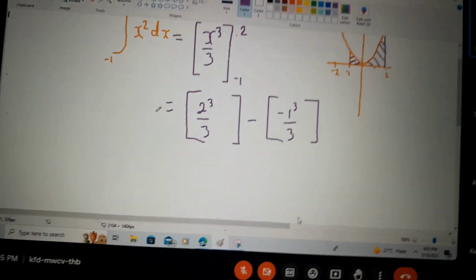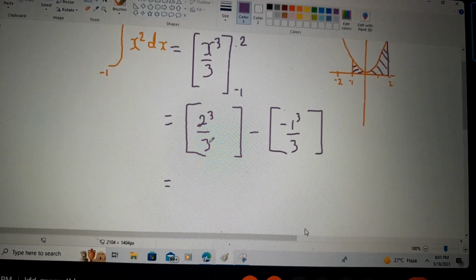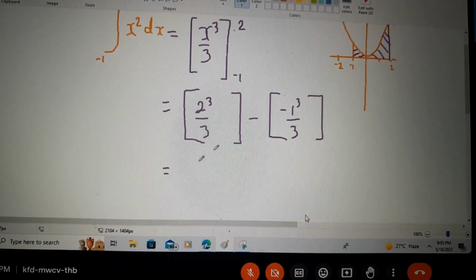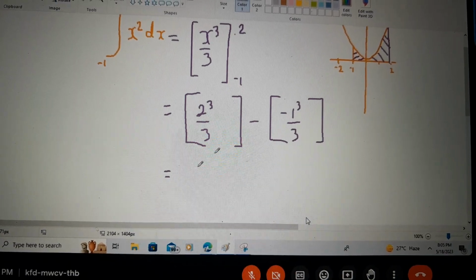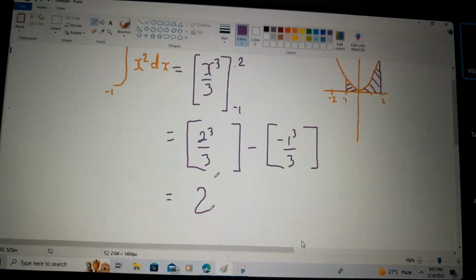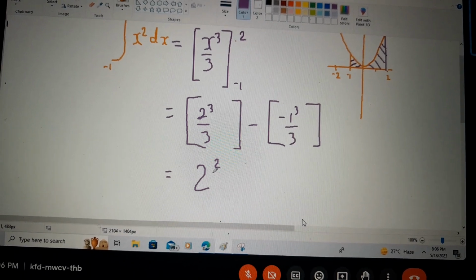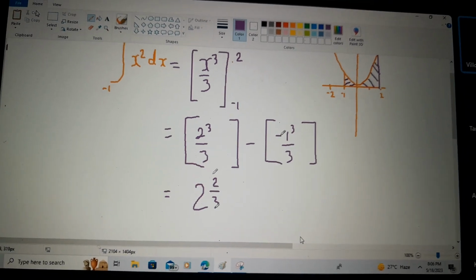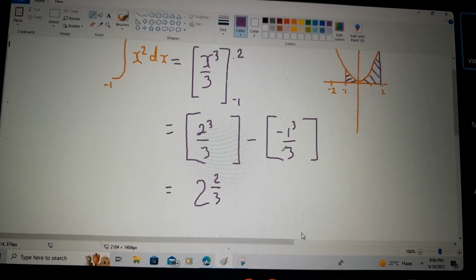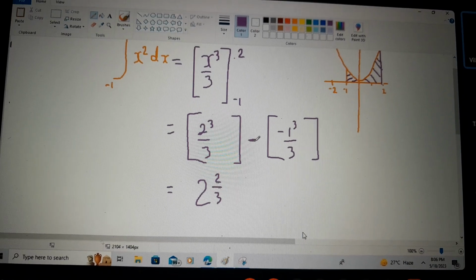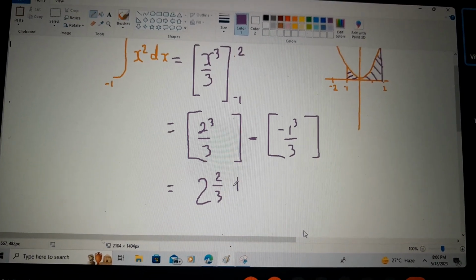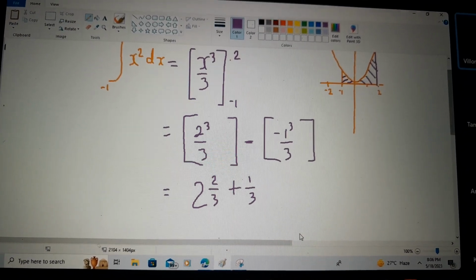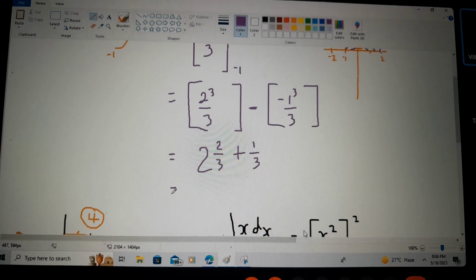All right, just excuse me a minute. Has anyone worked it out? Yes, sir. 8 over 3, which would give us what? 3 into 8, 2 and 2/3. Plus 1/3. Good. And -1 cubed over 3 would give you -1/3, and because of this negative here, it will be plus 1/3. So we end up with 3.